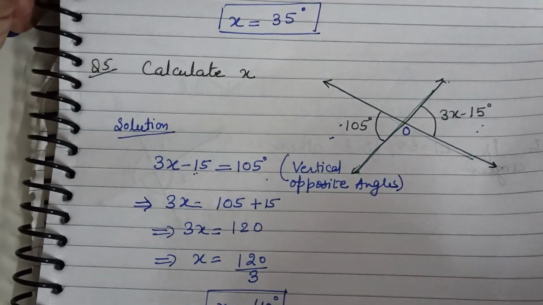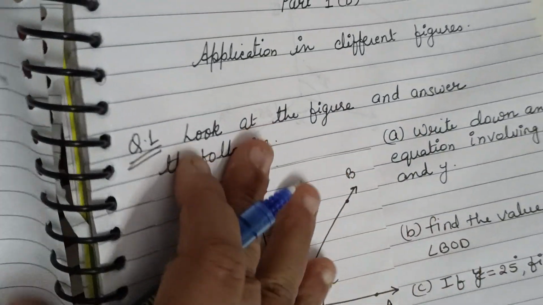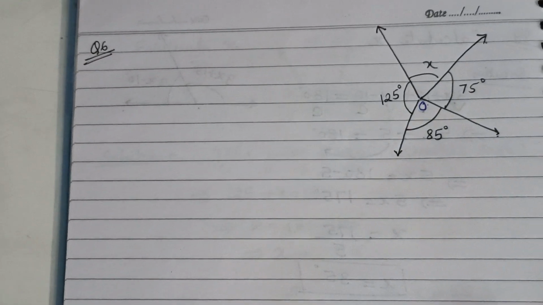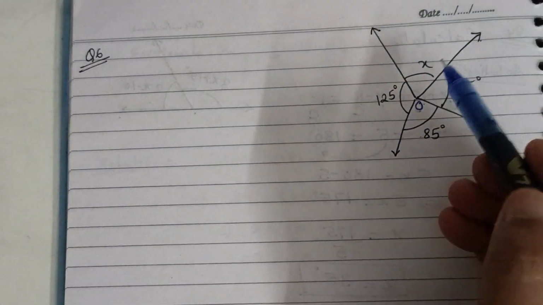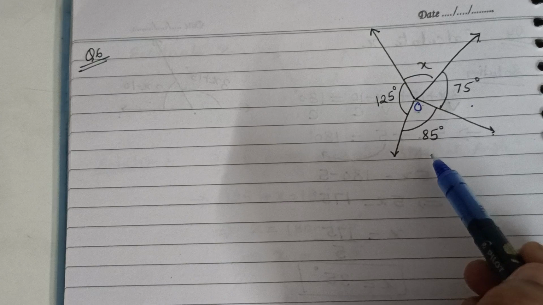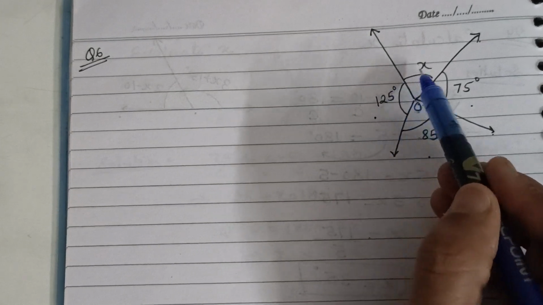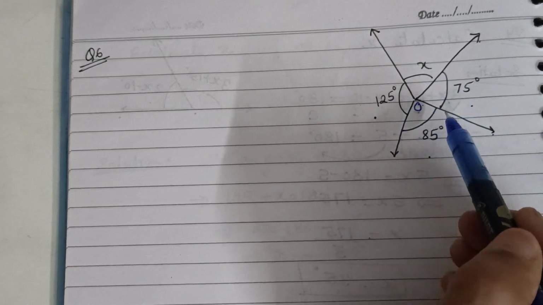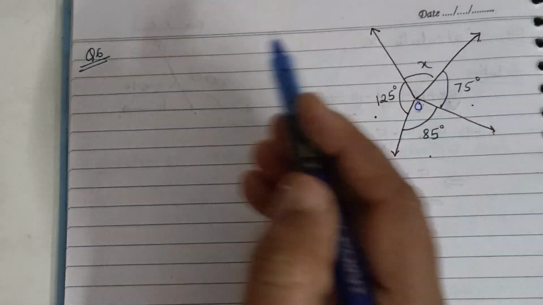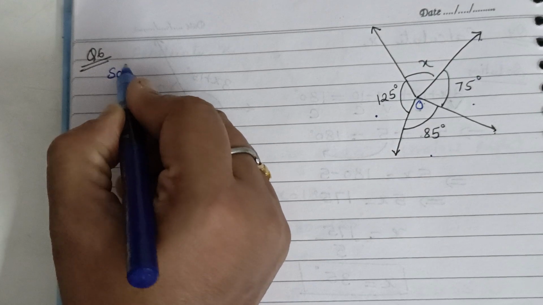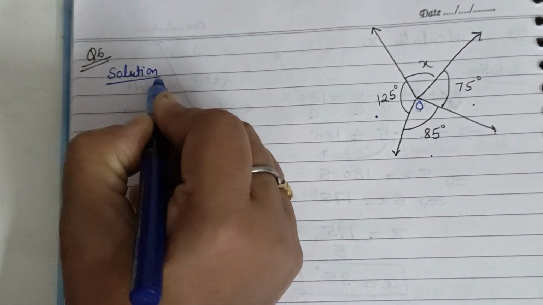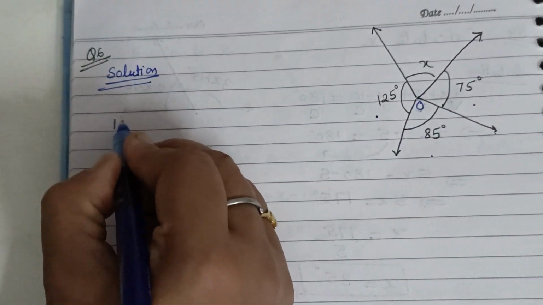Now moving to the next question. See, now this is one point. This particular point has been divided into four angles. One is x, another is 75, third is 85, and next is 125. Now, the sum of angles around a point is always 360 degree. So what will be the solution?